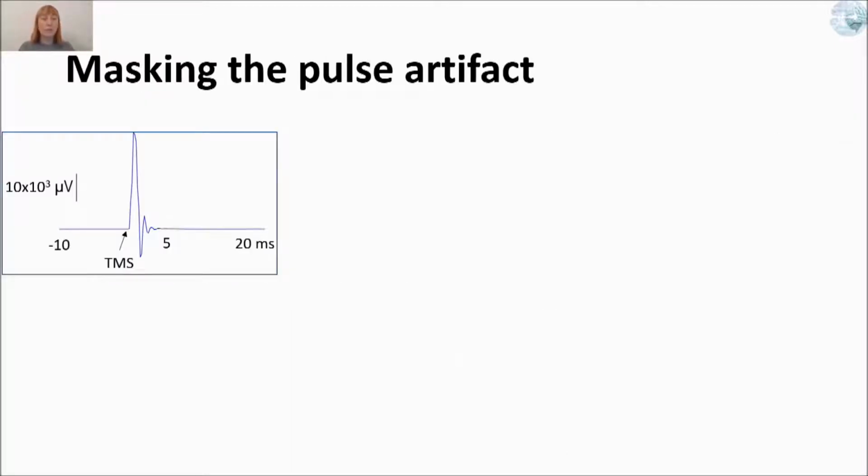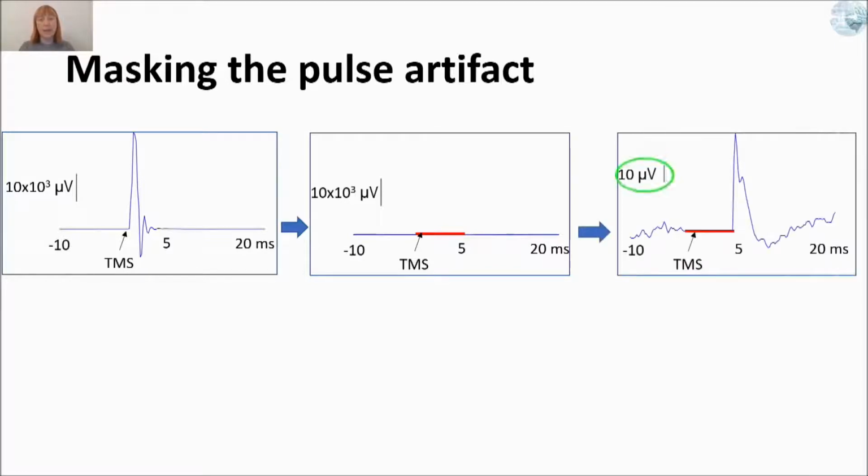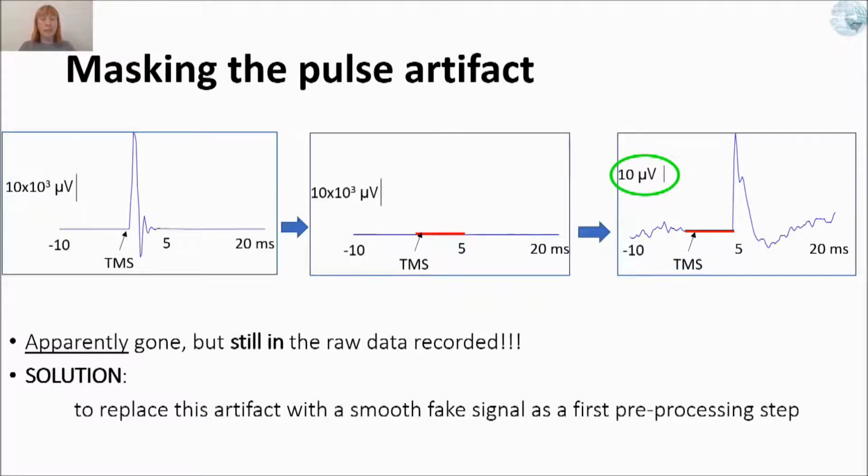So in our software tool for real-time EEG data display, we simply mask the pulse artifact by replacing it with a flat signal. In this way, we can adjust the amplitude range in order to see EEG activity. But remember, this artifact is only apparently gone. It is still present in the raw data recorded. So, as a first pre-processing step, we have to remember to replace this artifact with a smooth fake signal before applying any further data processing procedures, such as filtering or whatever.